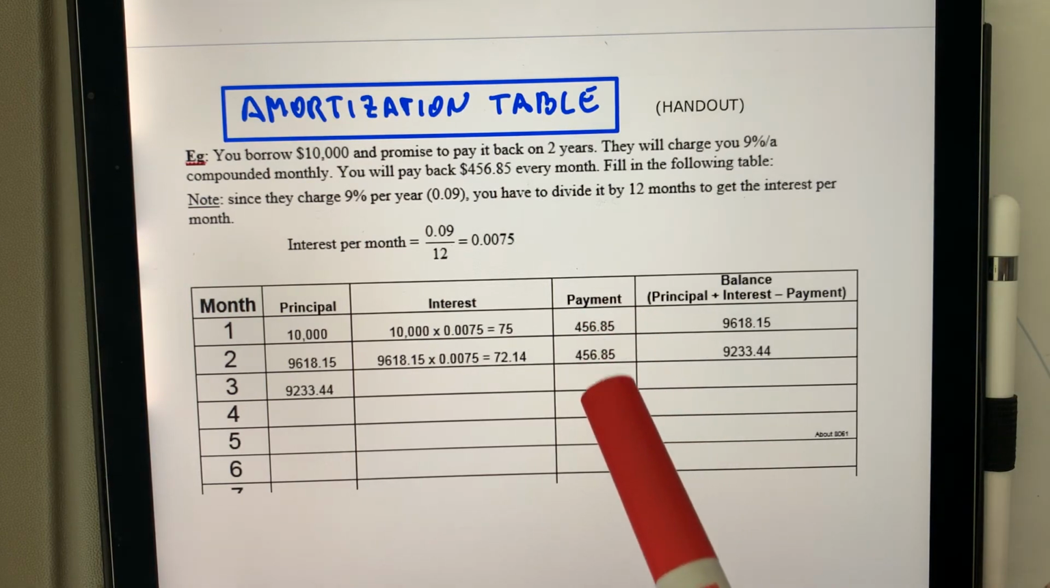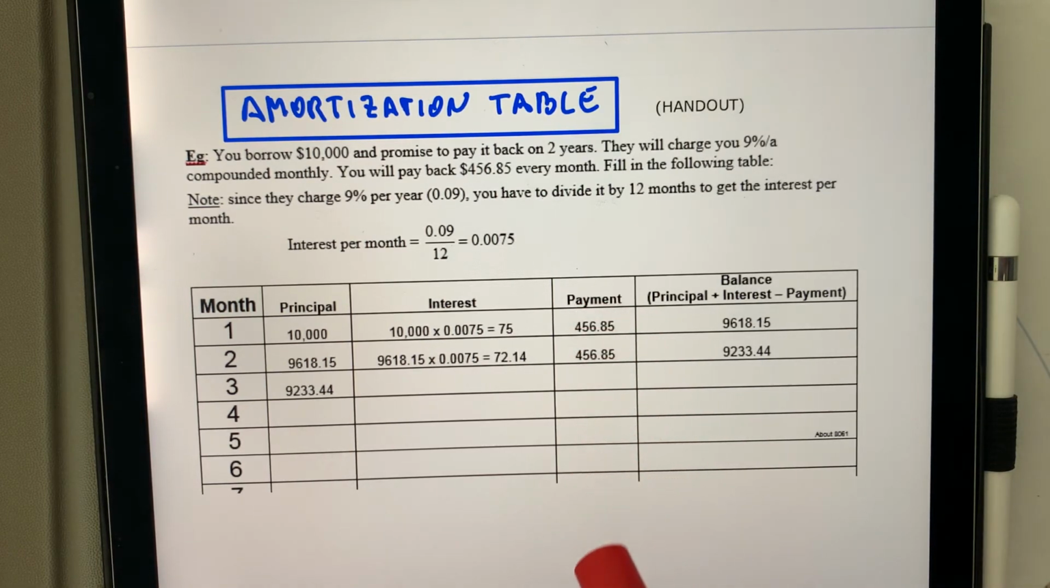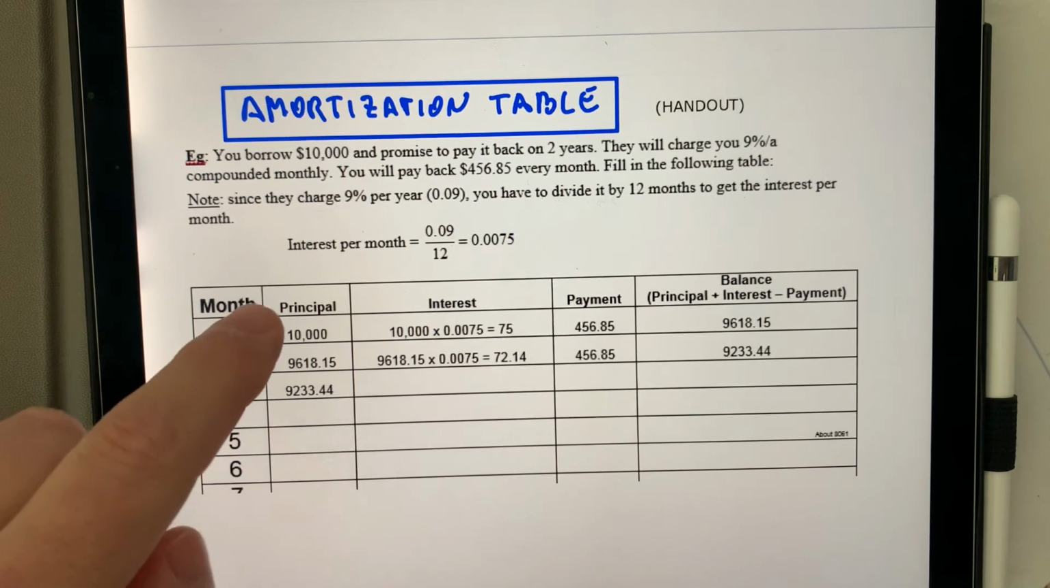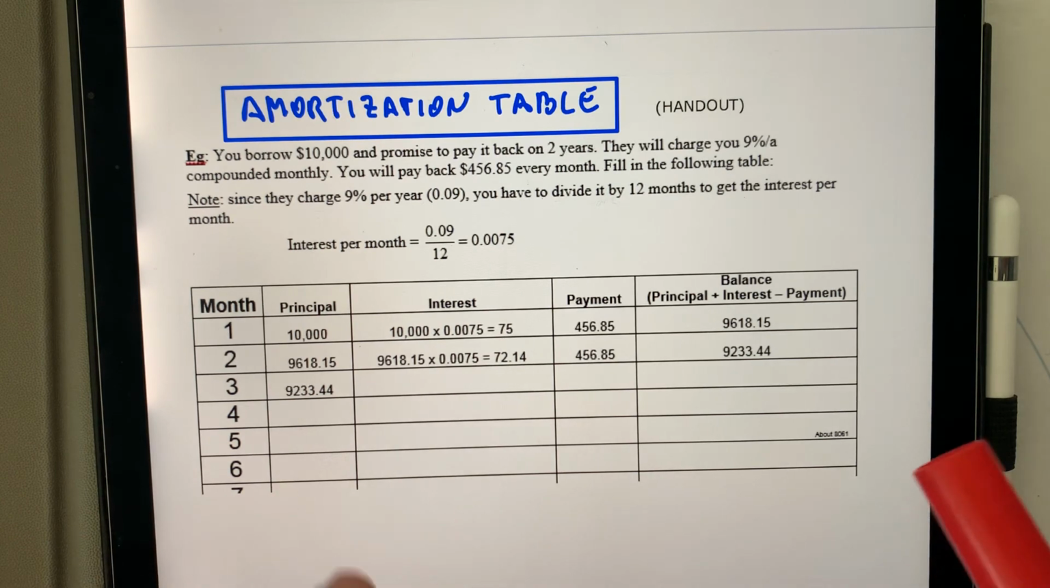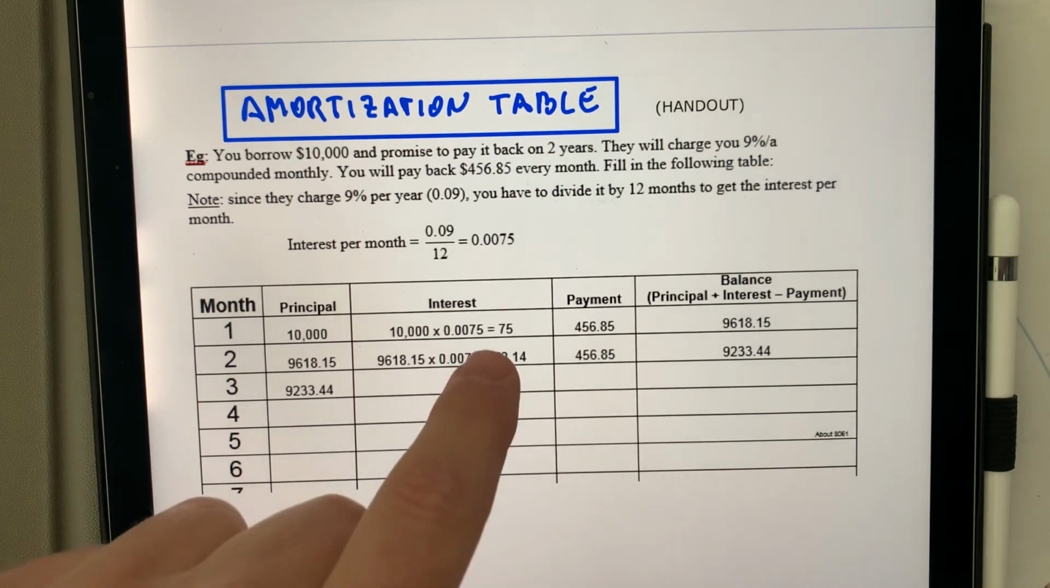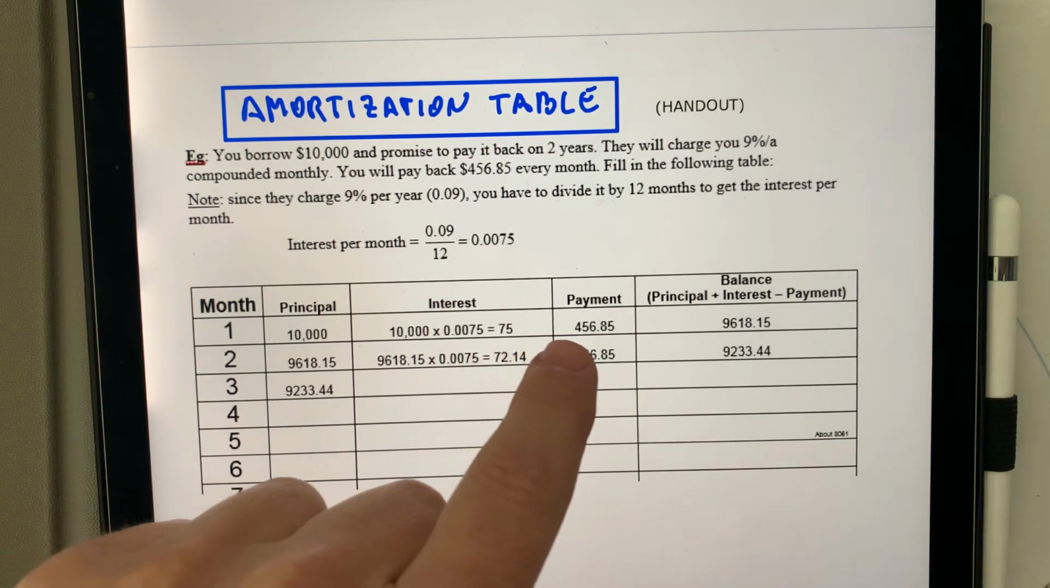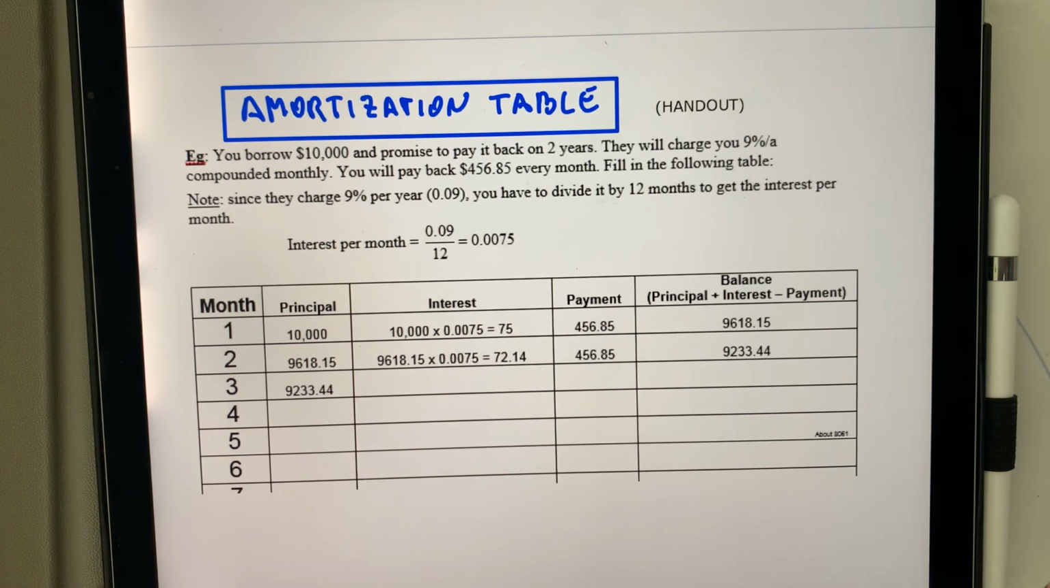This 456.85 goes on forever and ever until the very bottom. I want you to pay attention to how this principal is going down, how the interest is going down, and how your last payments, the ones closer to 24, really take down a lot more, because here there's a lot more interest that gets taken out from your payment. I'm not sure that actually made sense, but when you look at the numbers, it will make more sense.